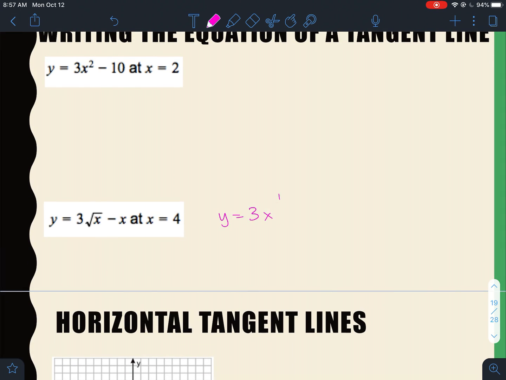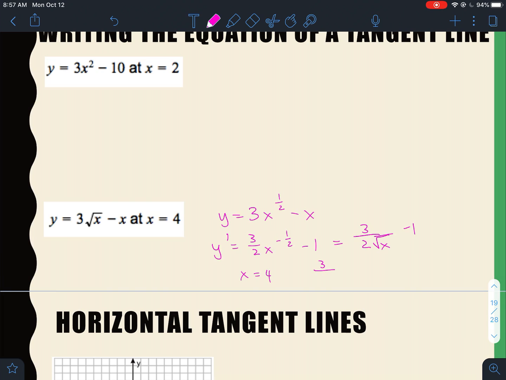So I'm going to rewrite this. y is going to equal 3x to the 1/2 minus x. So if I took the derivative of this, I would get 3 halves x to the negative 1/2, then minus 1. In order to plug in x equals 4, I'm going to rewrite this. This is the same thing as 3 halves times x to the negative 1/2, which means the square root of x is in the denominator. So it'll be 3 over 2 square root x, and then minus 1.